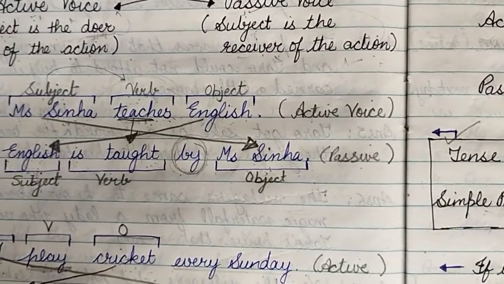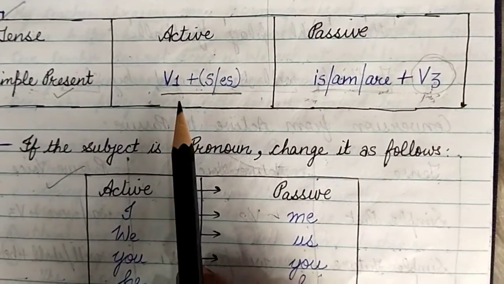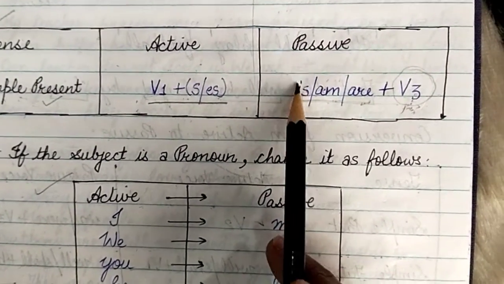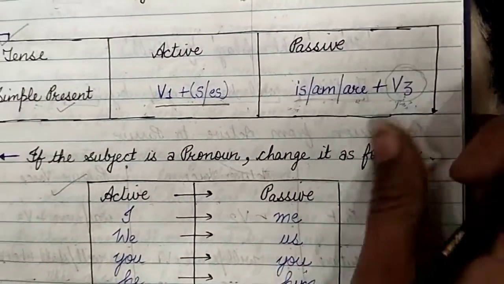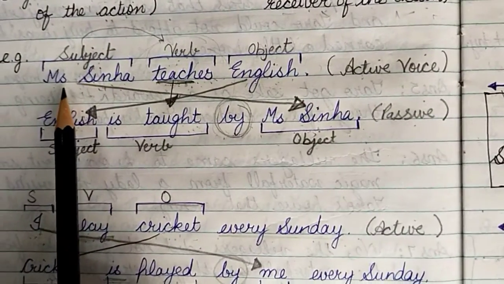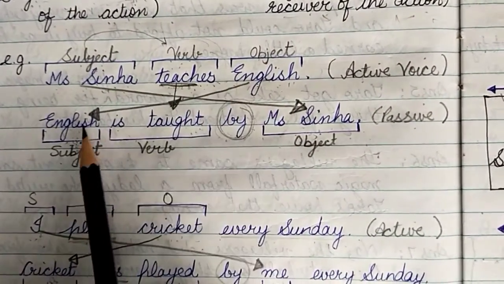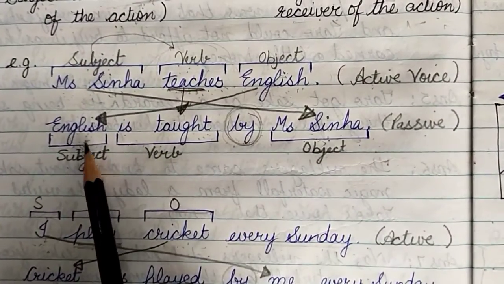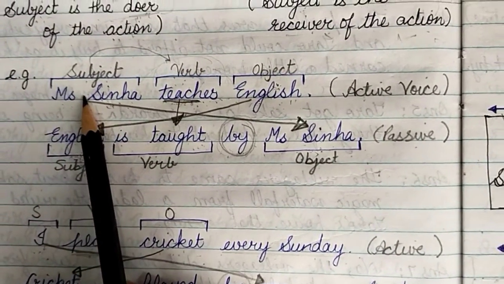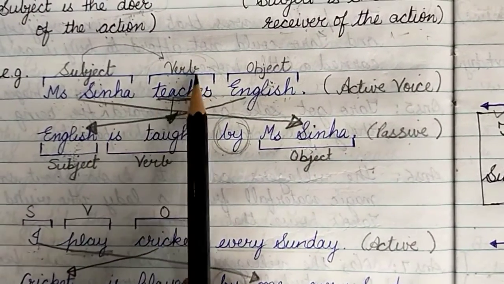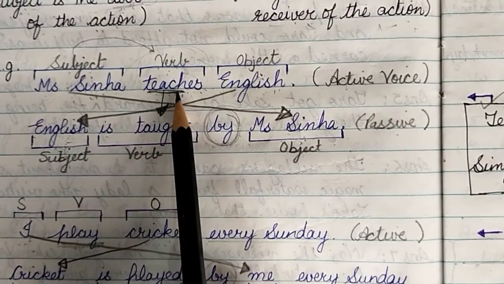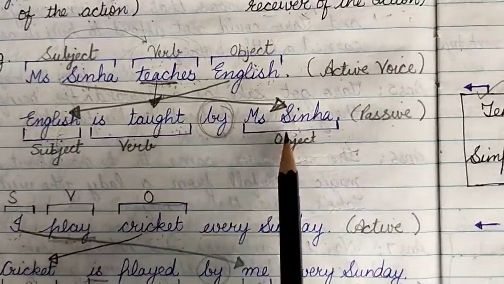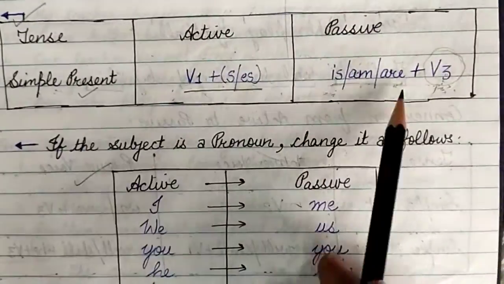Now, when you need to convert such a sentence which is written in simple present and is in active voice into passive, what is the change in the verb? Is, am, are plus third form. So look at the sentence again. When I say Mrs. Sinha teaches English, the object of the active becomes the subject, that is, English becomes the subject. Mrs. Sinha becomes the object. Now English, and what is the change? Is, am, are with third form. So what will come with English? Is, and the third form of teach, taught. So English is taught by Mrs. Sinha. So you need to remember.